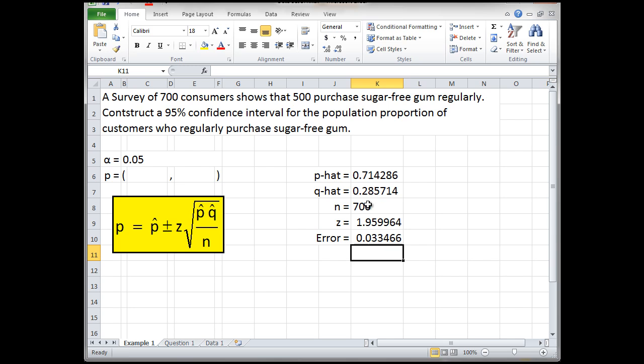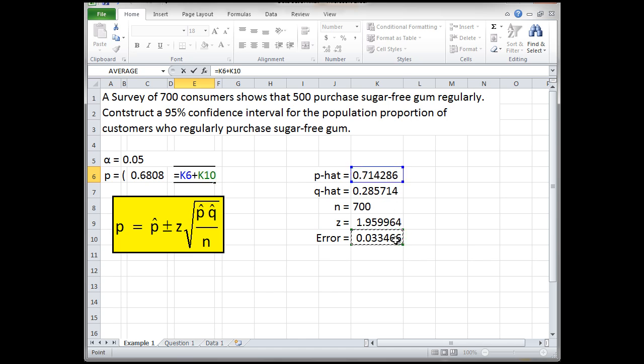So now constructing our confidence interval is very simple because for the low end, we simply have to take our point estimate, p hat, minus the error, and for the high end, we only have to take our point estimate, p hat, plus the error. And what we should find is that we are 95% confident that the population proportion lies somewhere between 68.08% and 74.78%.